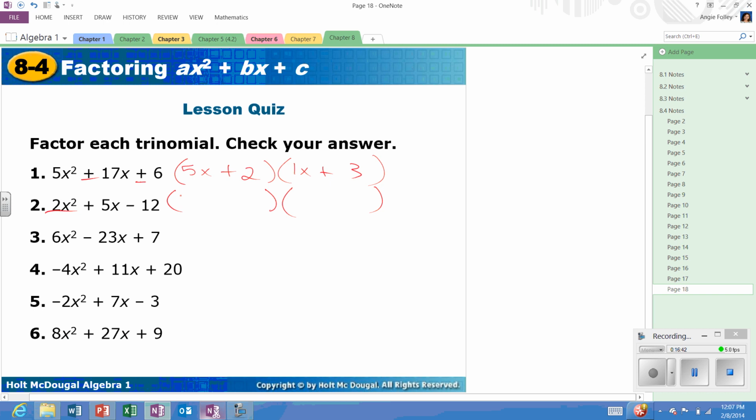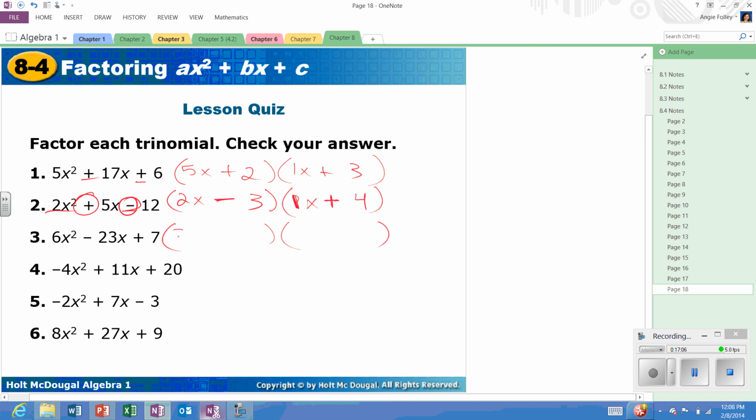For this next one, I can only do 2x and 1x, and then I need them to be opposite signs, but I don't know where yet. It's going to be 3 and 4. 3 times 1 is going to give me 3. 4 times 2 is 8. So if I combine those, I need more of the positives, so I need this to be positive and this to be negative.